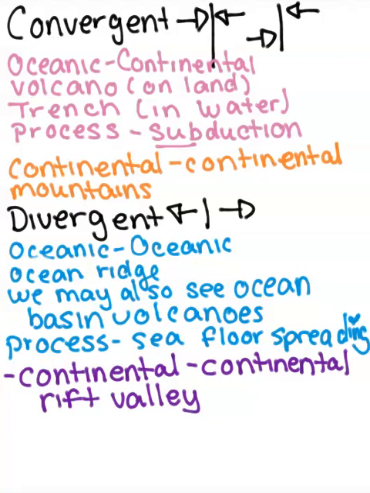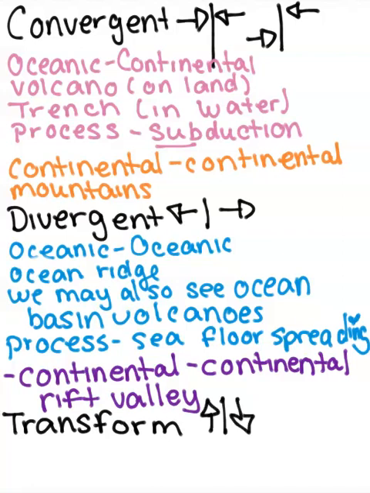The last type of boundary that we have is called transform. And with a transform boundary, this is where the plates are moving back and forth along that boundary line. And with a transform boundary, we are going to see fault lines, and we may also see earthquakes.